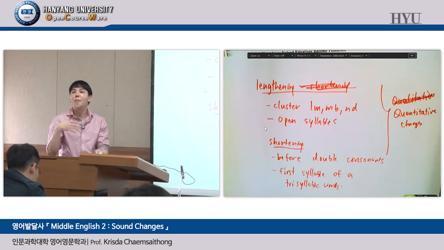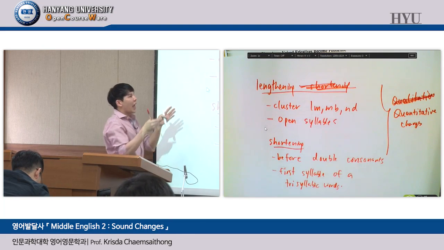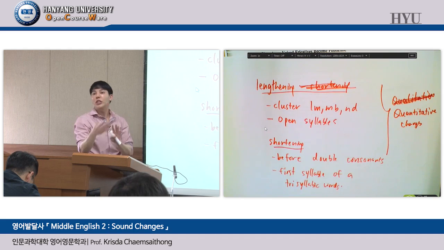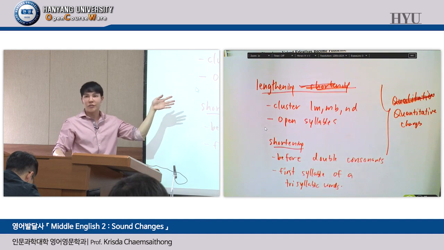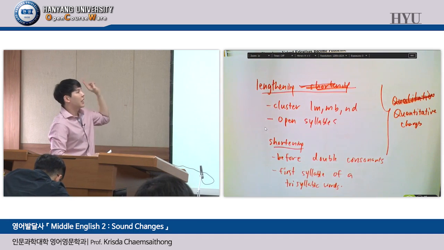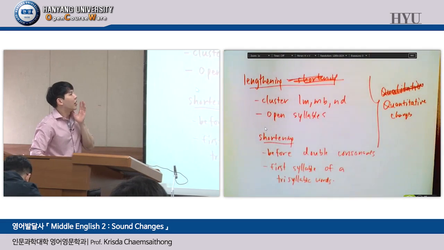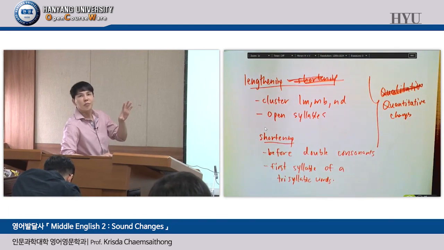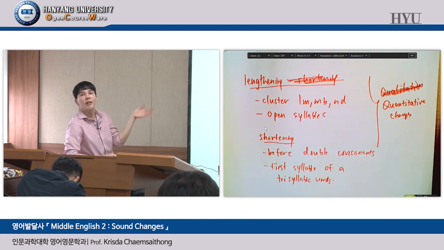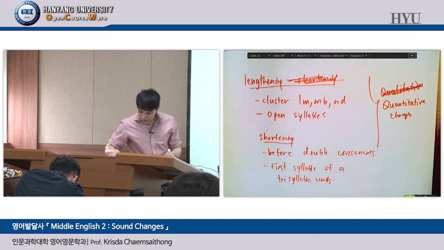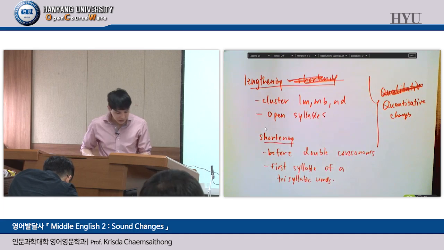Quantitative, including the amount. Amount meaning the length, right? Can it be lengthened or can it be shortened, right? So this is quantitative changes. So you have two cases, lengthening and shortening, right? Very important, this one. This quantitative category is important because or else you cannot explain the development of some sounds. So for lengthening, when do you lengthen the vowels, right?